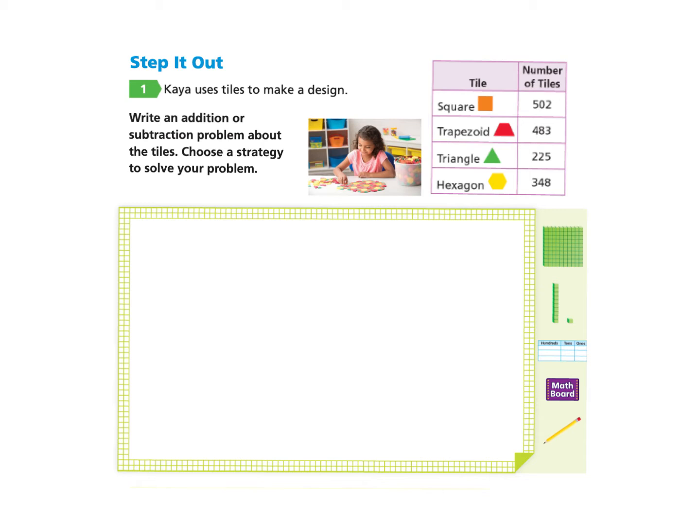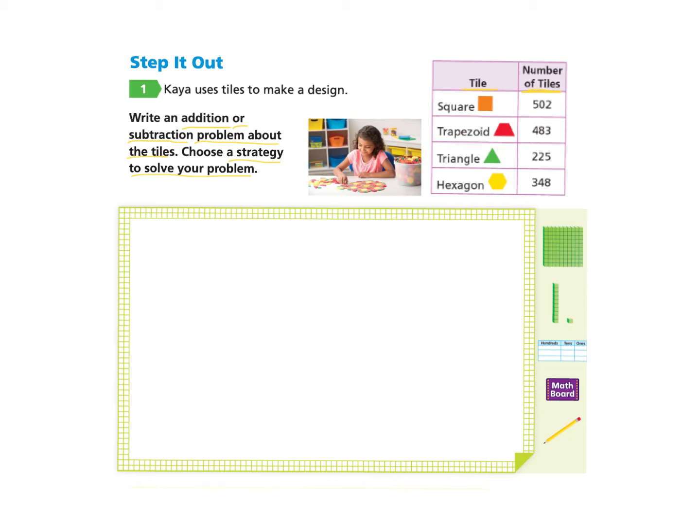Kaya uses tiles to make a design. Write an addition or subtraction problem about the tiles. Choose a strategy to solve your problem. And we show that there is a chart here that shows the tiles and the number of tiles for each shape. You can pause this video and create your own addition or subtraction problems about the tile and also choose your strategy to solve this problem, or you can choose to follow along with me.